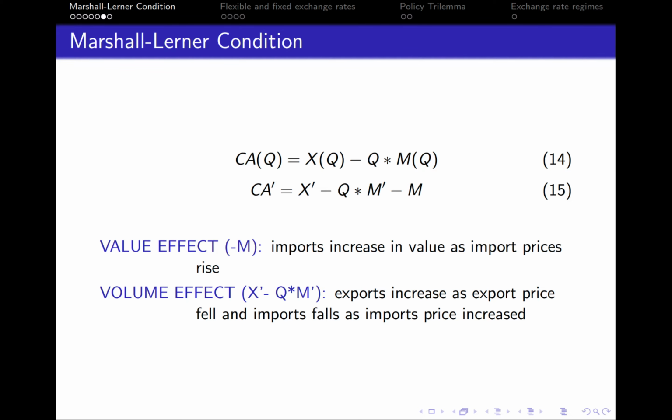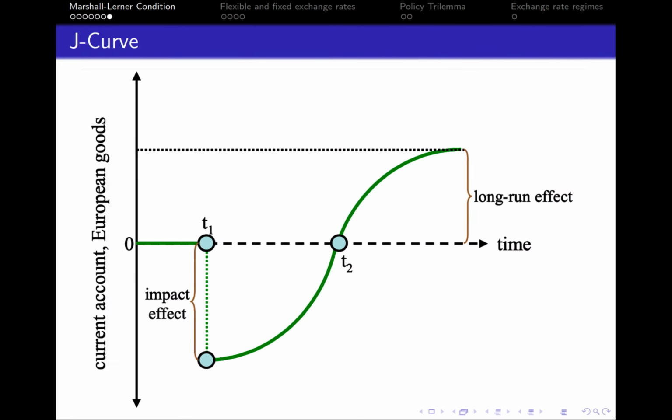To do it, we actually need a tool that is dynamic. So it's going to show us what is going to happen over time. And for that, we use the so-called J-curve. Look, here we see the current account balance. And here you see the impact of depreciation. And look, at the beginning, the impact is negative. Why? For the reason that we said.